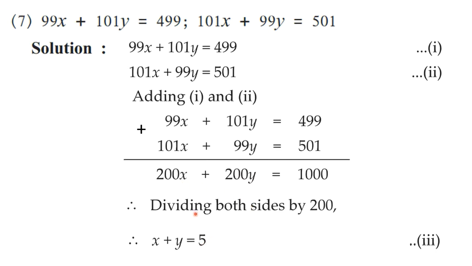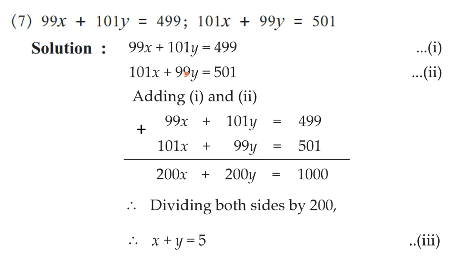So after adding these two big equations and simplifying, we got a very simple equation in the form x plus y is equal to 5. Number this as 3 because we need to use it again. So the first part, the first A, addition, is over. Now let's go for S, that is subtraction.